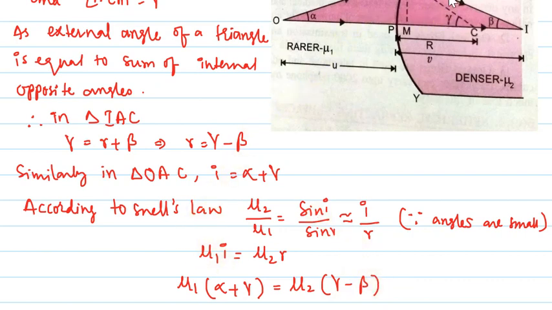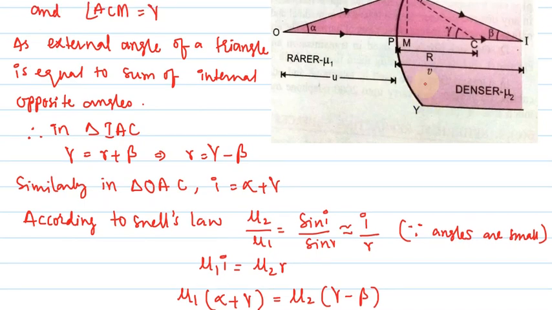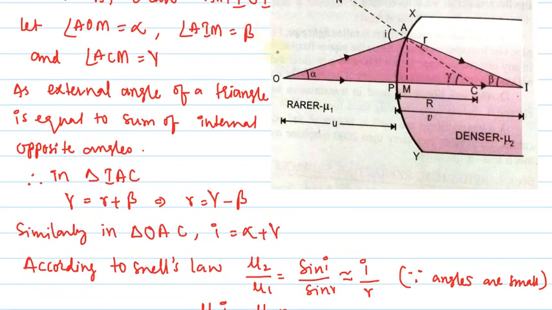In the ray diagram we can consider three right angle triangles. First right angle triangle is OAM. In this right angle triangle, the angle is alpha here. Second right angle triangle is AMC, and third right angle triangle is AMI. For AMC, gamma is the angle. For AMI, beta is the angle.